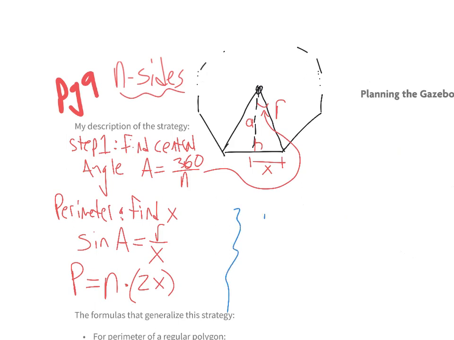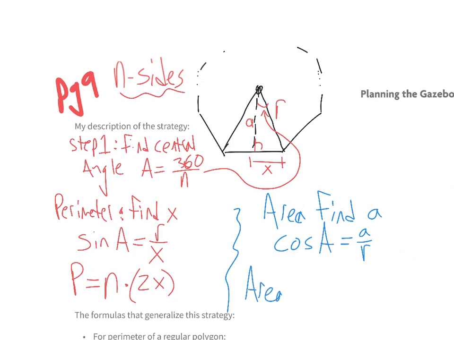Well, to find our area, we need to find a. And to find a, again, usually if we know the radius, we're going to use cosine. In some situations, we might use sine or tangent. It depends on if we know other information. And so we can find a using that equation. And so then we can find the area of the polygon, and that's going to come from the triangle.